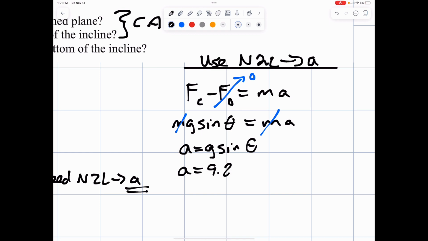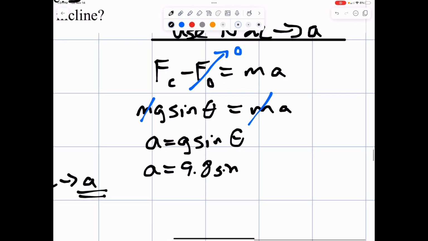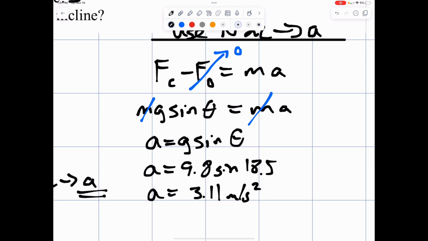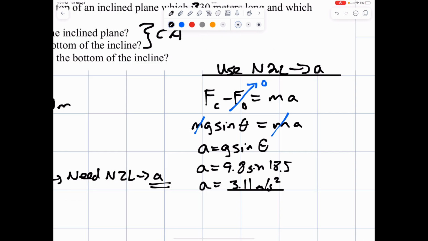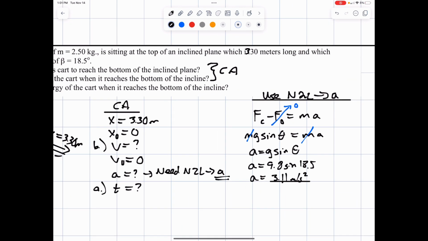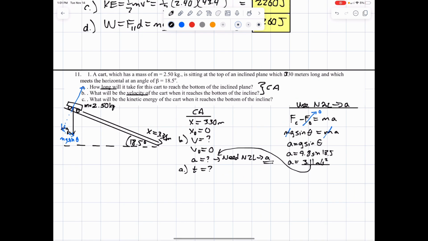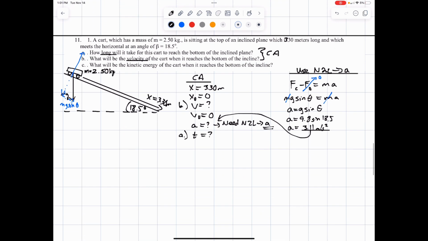So 9.8 times the sine of, what was the angle? 18.5 degrees. And we get about 3.11 meters per second squared. Okay, so using a little bit of Newton's second law, we now have the acceleration. Now we can complete the problem.